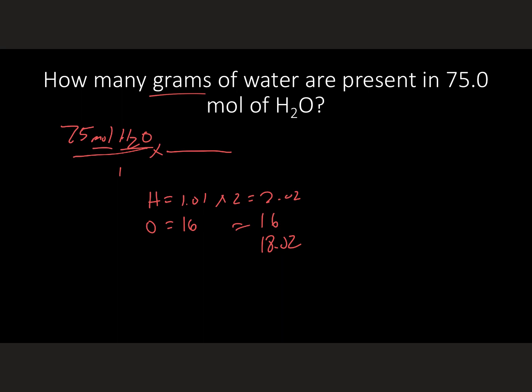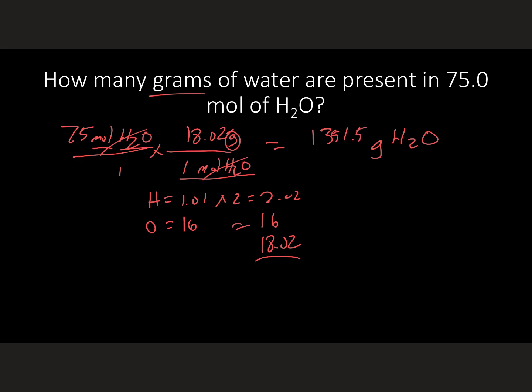So if moles of water is on top, moles has to go on the bottom. So for every 1 mole of H2O, there are 18.02 grams. That's how much 1 mole of water weighs, 18.02 grams. So we'll cancel out. The units that are left is going to be grams of water. And 75 times 18.02 gives us 1,351.5 grams, which is equivalent to 1.352 kilograms if you do kilos of water.